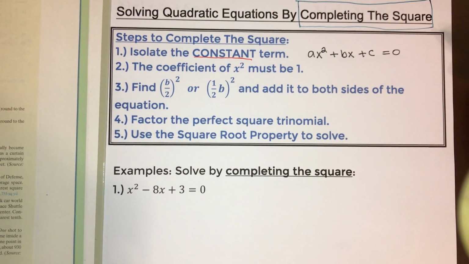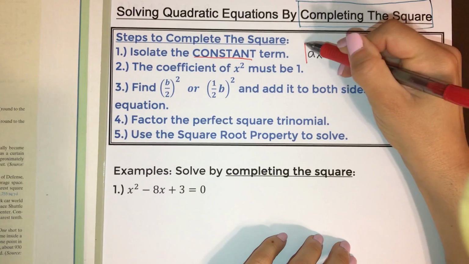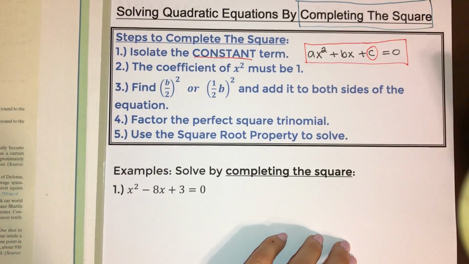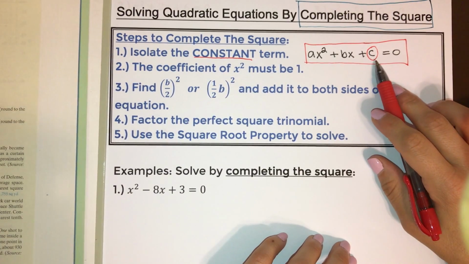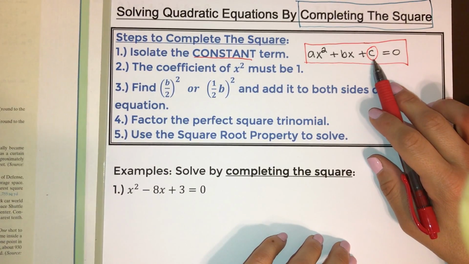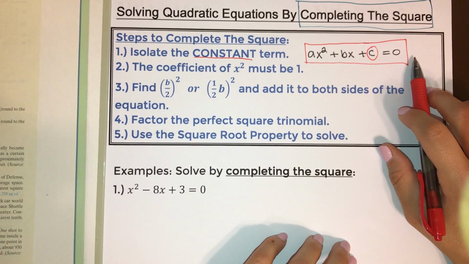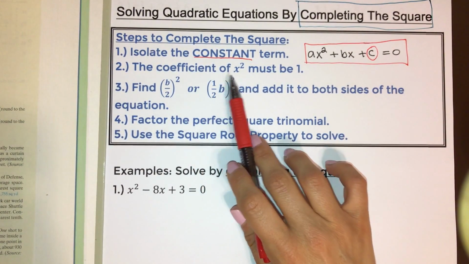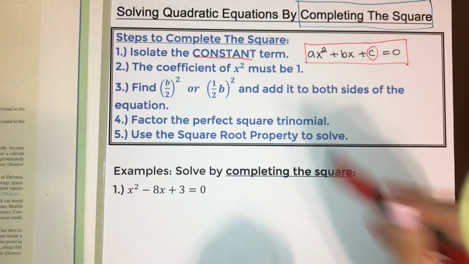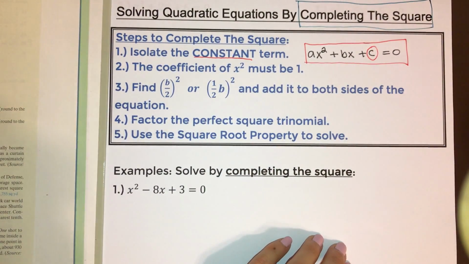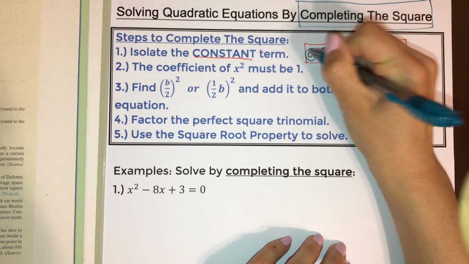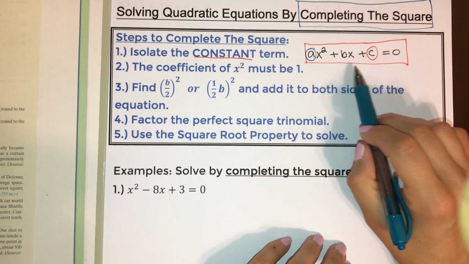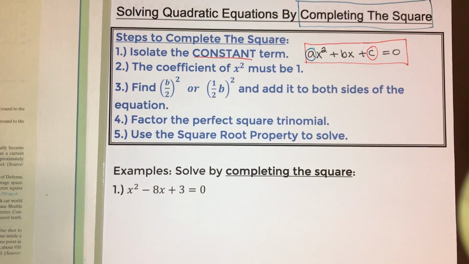So if we have our quadratic equation that looks like this, that's the constant term. So we need to basically move this constant to the other side. So isolate it. Then we need to make sure that the coefficient of x squared is 1. So this number right here, that needs to be 1. If it's not 1, we're just going to divide it out, which I'll show you.